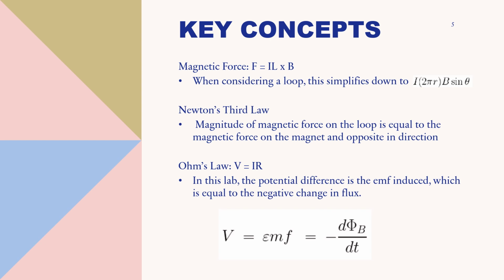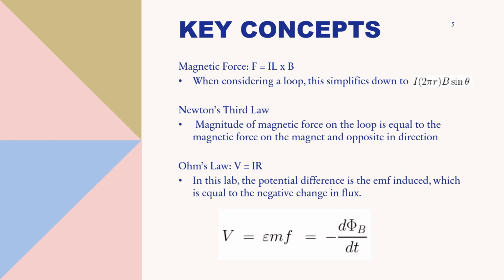Magnetic force is defined by F equals I L cross B, and when considering a loop, this simplifies down to I times 2 pi r times B times the sine of theta. Newton's third law is also very important here. It's every force has an equal and opposite reaction. That is to say, the magnitude of magnetic force on the loop is equal in magnitude to the magnetic force on the magnet and opposite in direction.